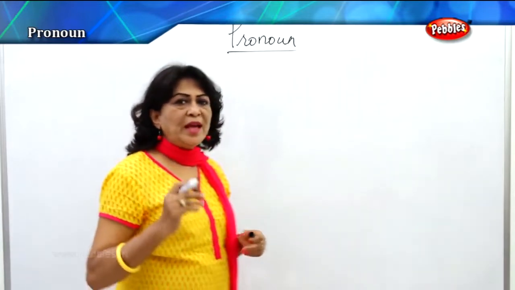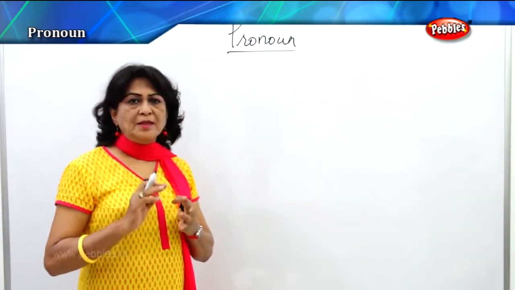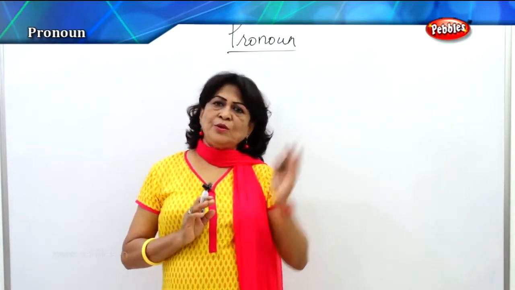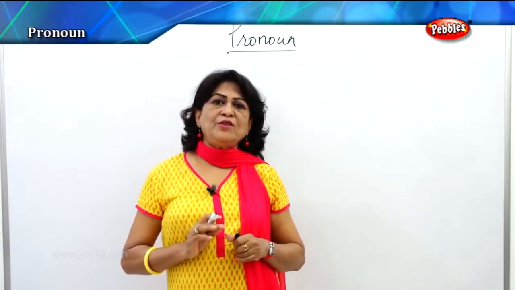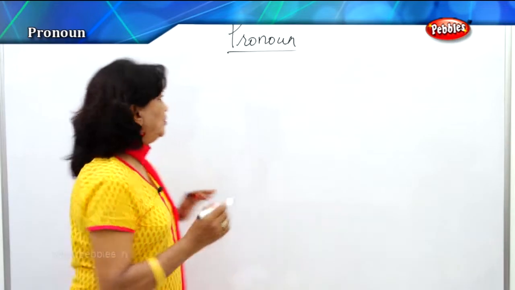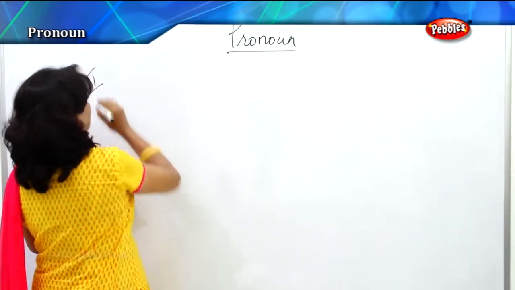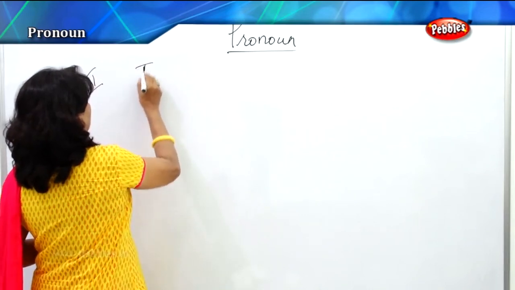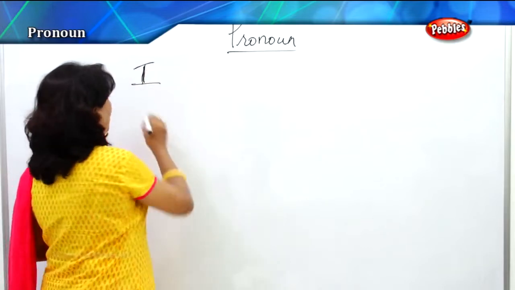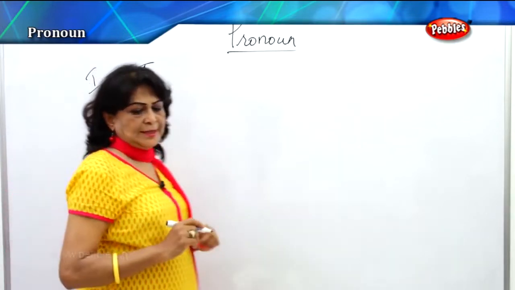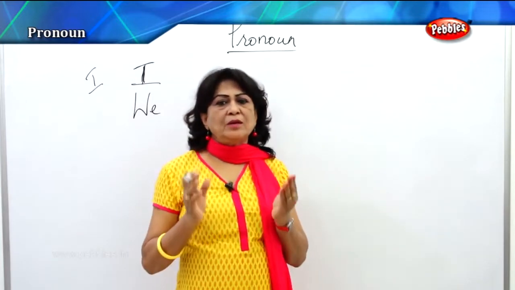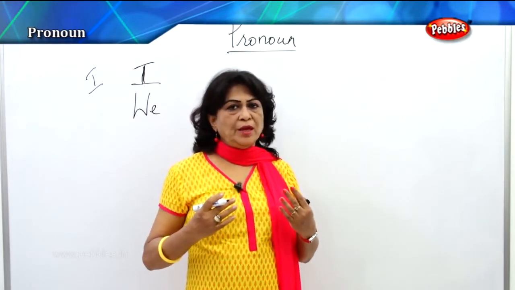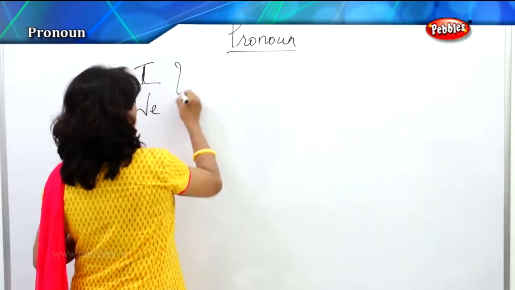Now we have 3 different persons: first person, second person and third person. I have already told you towards the beginning, but now I am going to explain to you what each person denotes. First person, we say I and we. This talks about yourself, that is speaking about oneself. I, we. Speaking about oneself.